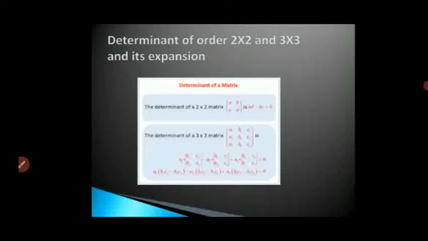Now let us see what is the order of the determinant. If I have 2 rows and 2 columns, then the order of determinant is 2 by 2, and similarly 3 by 3. And its expansion is a into d minus b into c. That is nothing but we cross multiply. Now determinant of order 3 by 3 matrix can be expanded in various methods.